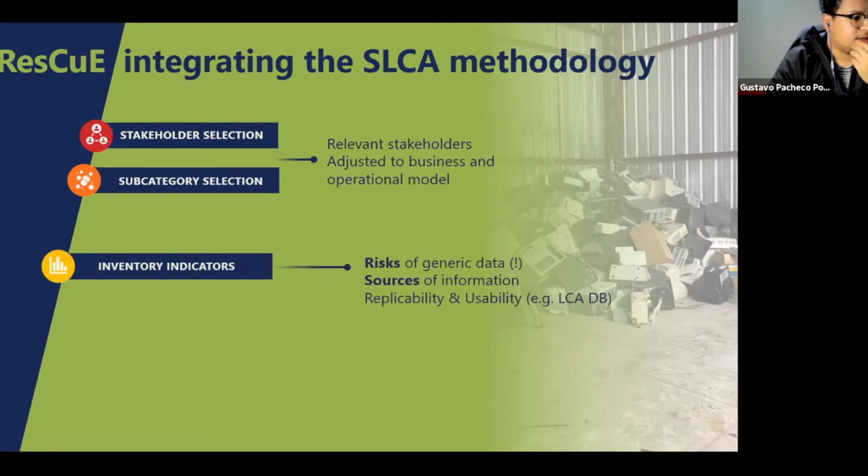The second one, which I think is one of the most important ones, is that from our experience working with social life cycle assessment, there are different risks when using generic data for performing, for example, social risk assessments. Generic data, specifically for informal settings, presents a distorted reality that is far from the real situation. Since this project is also focusing on inclusive recycling, we expect this information to be as real as possible. So we rely on primary information.